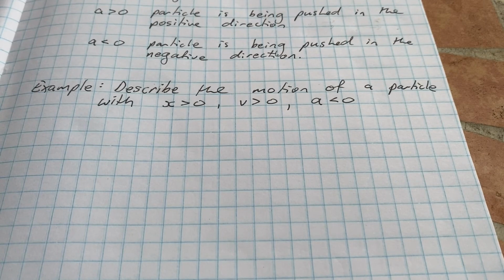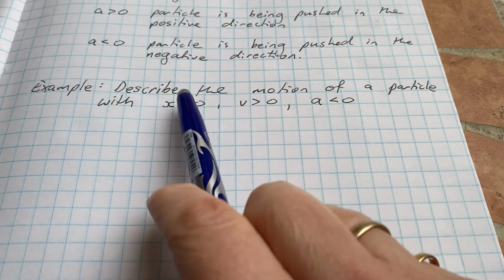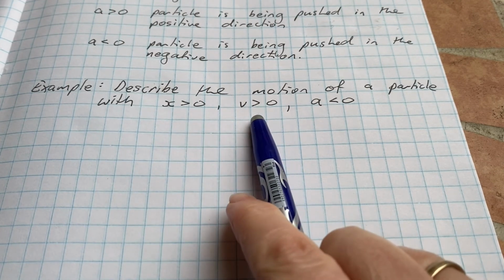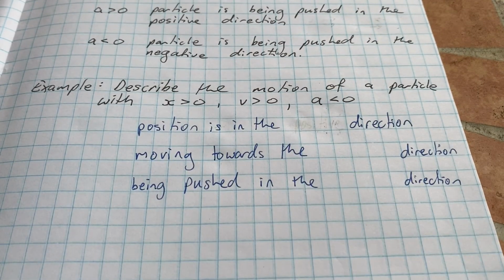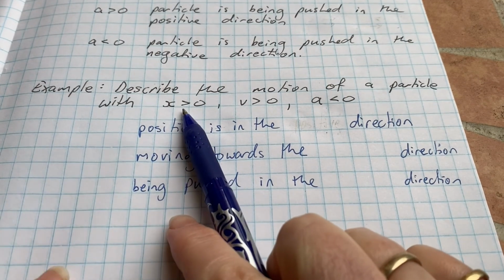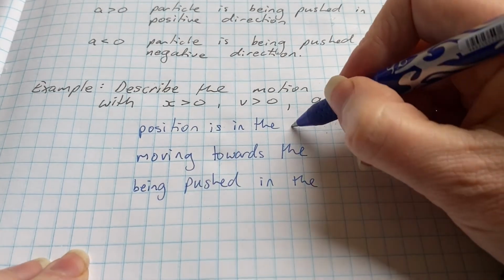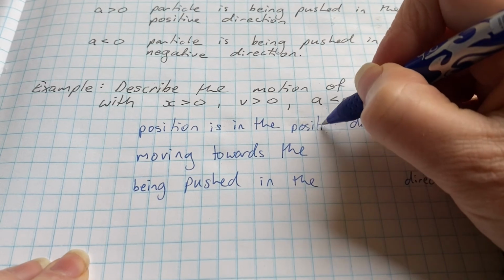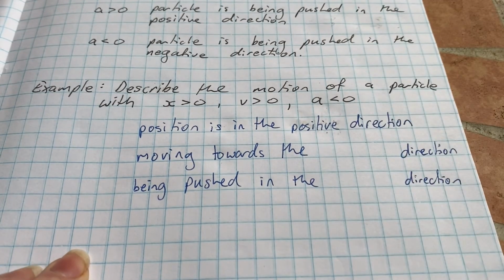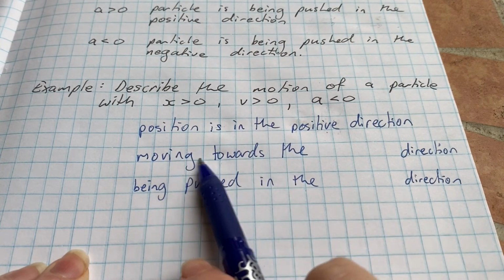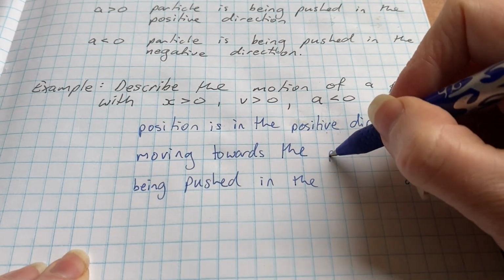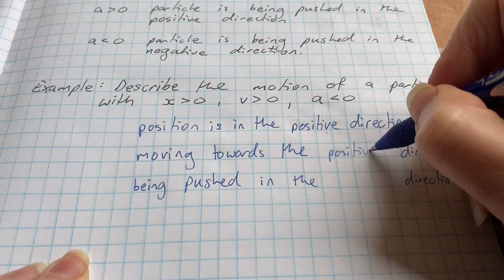So we've got this example where we're asked to describe the motion of a particle with x greater than 0, x is positive, v is positive, and a is negative. Okay, so as we can see, the particle's position is in the positive direction. Feel free to pause the video to think about these answers if you'd like. The velocity is positive, so it's moving towards the positive direction. It's moving in a positive direction.